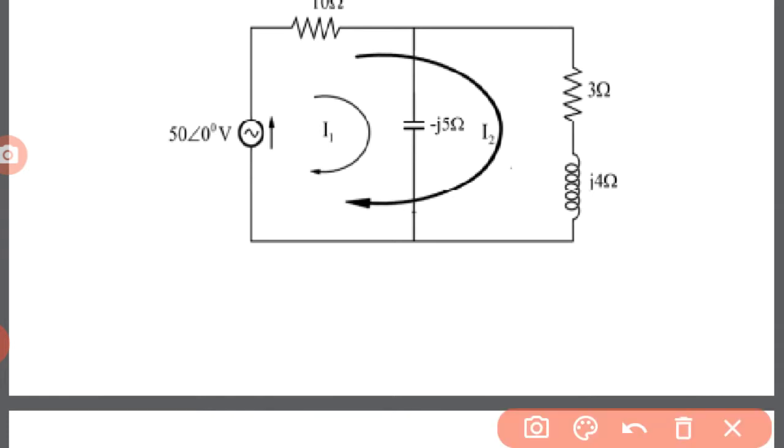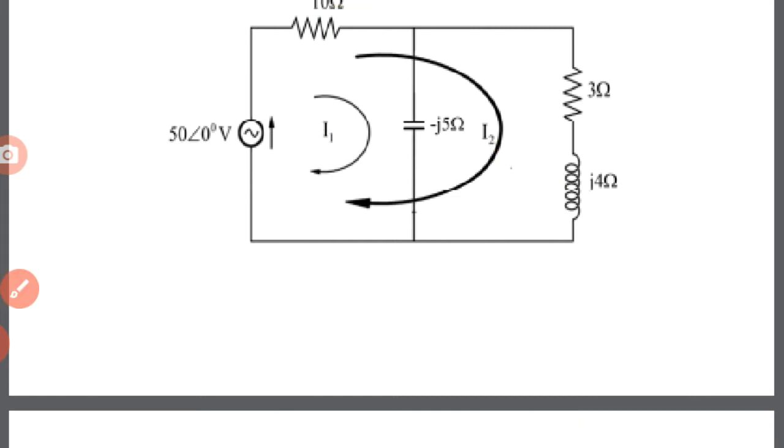In this case, instead of considering two loops, here we are considering only one loop. In this loop, the first equation: from the 10 ohm resistor, two currents will be flowing, that is I1 and I2, so 10 into (I1 plus I2). Next, for the (3 plus j4) impedance, only the current I2 flows through it, equal to 50 angle 0 degrees. That is the equation here.